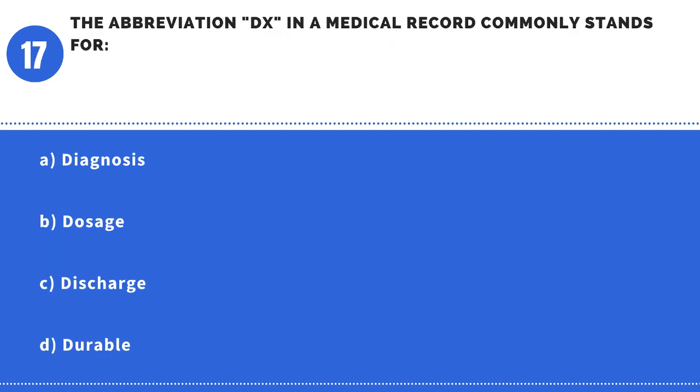Question 17. The abbreviation DX in a medical record commonly stands for A. Diagnosis. B. Dosage. C. Discharge. D. Durable.